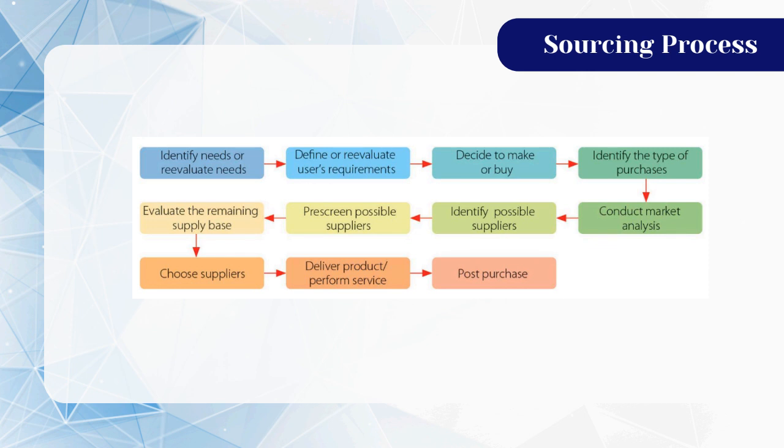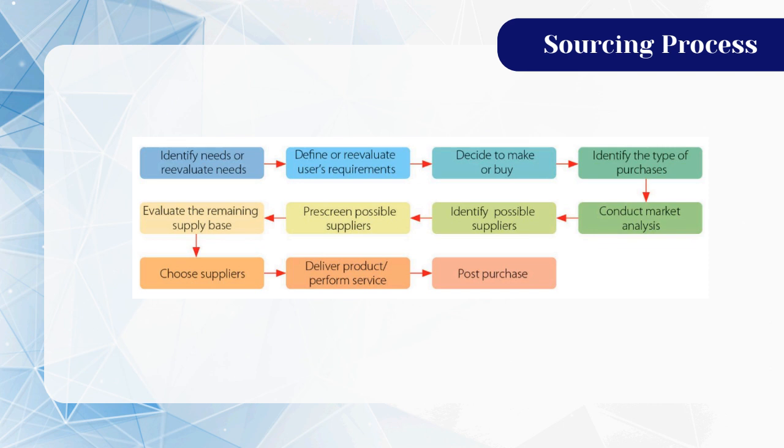Okay, and then the last one is basically the actual sourcing process. If you read this, it'll basically identify exactly where you're sitting in terms of how you can now source a supplier. So number one is identify your needs or reevaluate your needs. As a business, you need to understand what you require from a supplier that you source. Define or reevaluate your users' requirements. Decide whether you are making or you're buying. So are you outsourcing? What are you outsourcing? Insourcing? What are you insourcing?